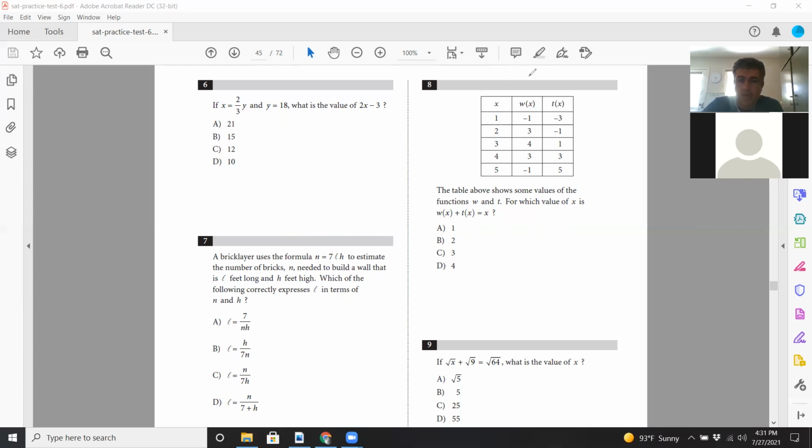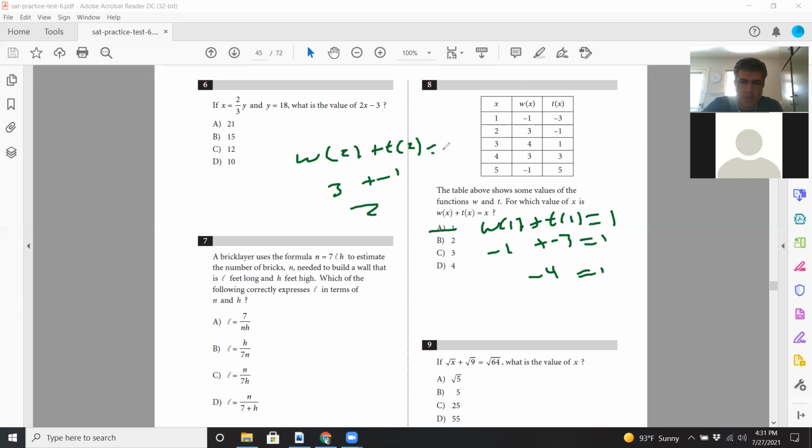So that's another way you could approach that problem, if you so desired. For 8, what we want to do is substitute. So you can start with W1 plus T1. W1, of course, is -1. T1, of course, is -3, that's -4. But you're supposed to say it's equal to x. I mean, -4 is not equal to 1. That's a problem. Now let's do the next one. You do W2 plus T2. So that's 3 plus -1. Is that equal to 2? Yes. And that's what we want. We want it set equal to x. So boom, there you go. So the answer is B as in boy.